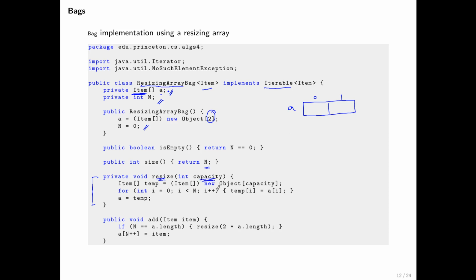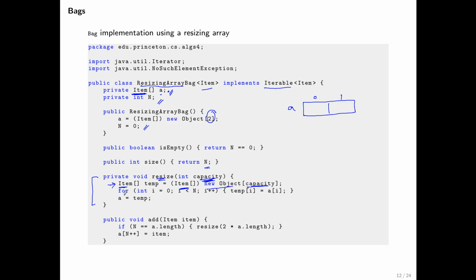All right. So this is the private method that we're going to use to grow this array, to make it bigger, or to shrink it, to make it smaller. Okay, so how does it work? Fairly straightforward. So you create a temporary array of generic objects, and you create it as an array of object cast to the generic type with the given capacity that's specified as an argument.